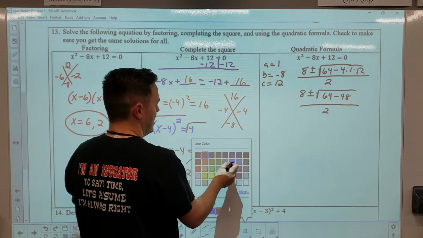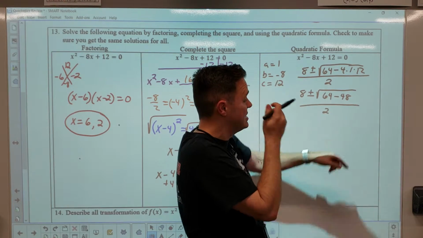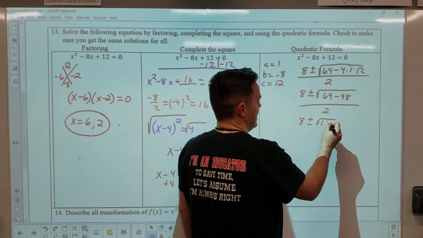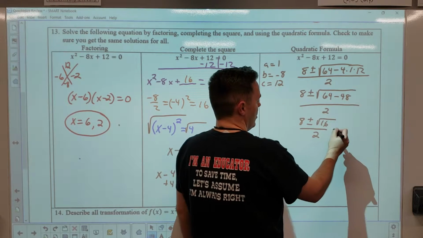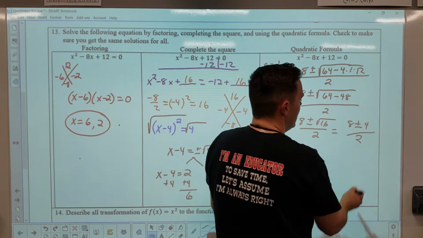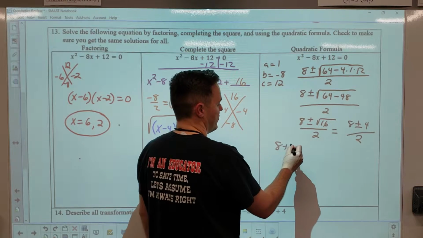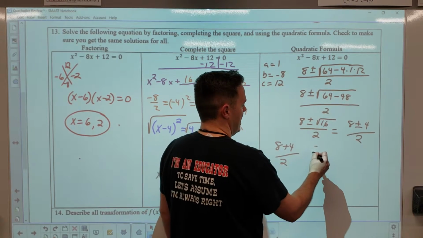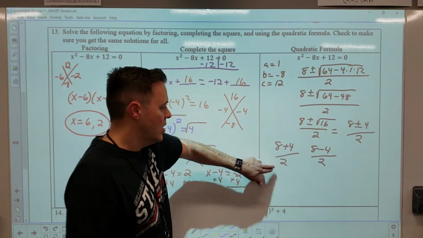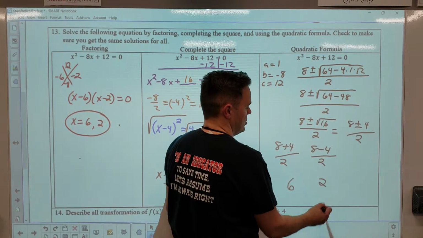And then your final setup on this would be, subtract these out. So this would be 16, so it would be 8 plus or minus the square root of 16, over 2, which is, of course, 8 plus or minus 4 over 2. And then you would finish off your piece of the puzzle. So it would be 8 plus 4 over 2, and then 8 minus 4 over 2. So when you're factoring like this, 12 divided by 2 is 6, 4 divided by 2 is 2.